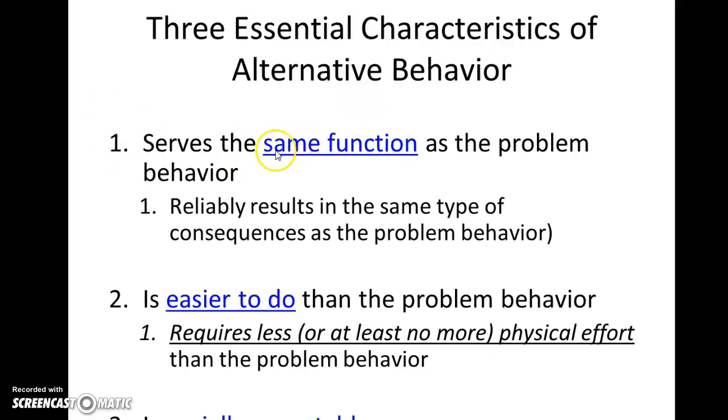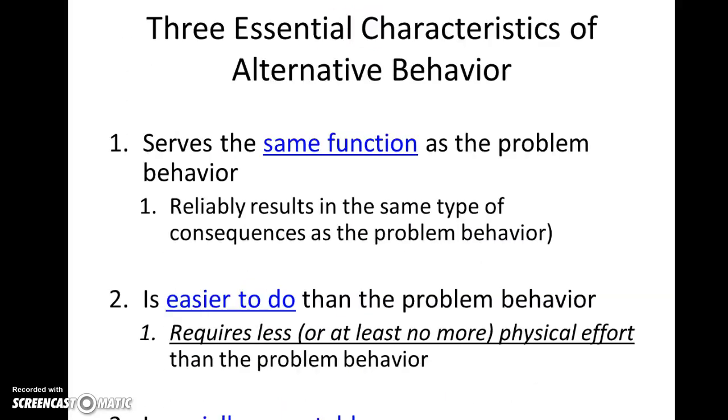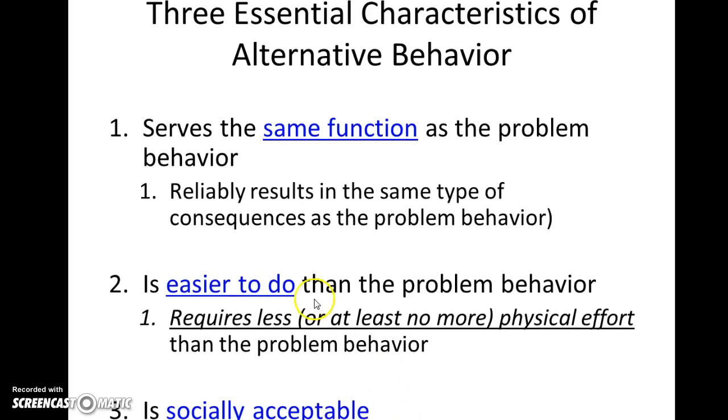First, it serves the same function as the problem behavior. So if it's escape, they should be able to escape with that behavior. And reliably results in the same type of consequence as the problem behavior. So because it serves the same function, the consequence will be the same. Also, it's easier to do than the problem behavior. So what does that mean? Well, it requires less from them, so they're more likely to do that than the problem behavior.